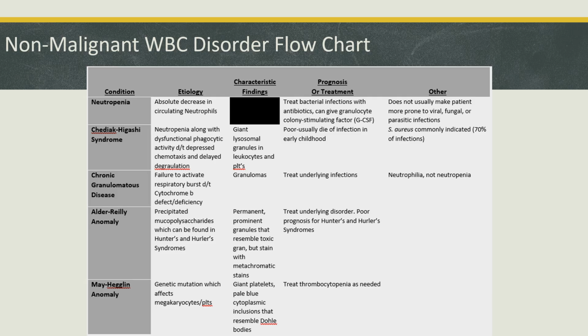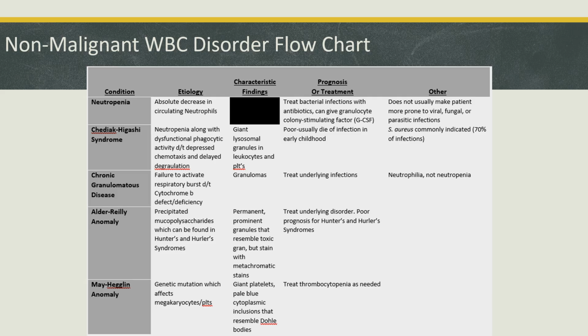But if we were to find that the cause of the neutropenia was due to insufficiency in the bone marrow, we would give granulocyte colony stimulating factor, which is just kind of a little wake up, puts a little pep in the step for our bone marrow.